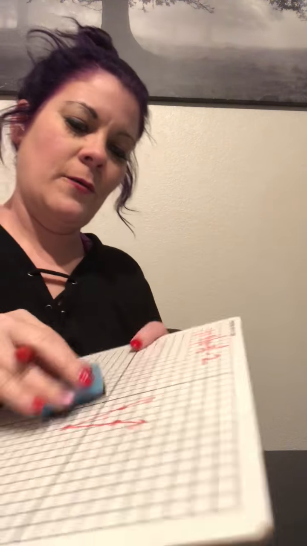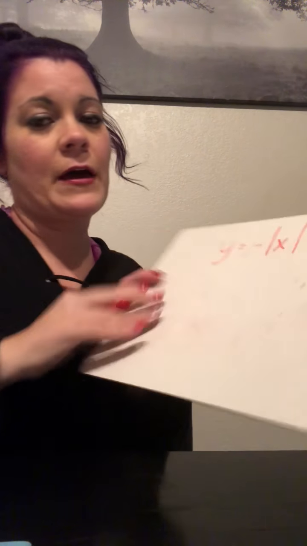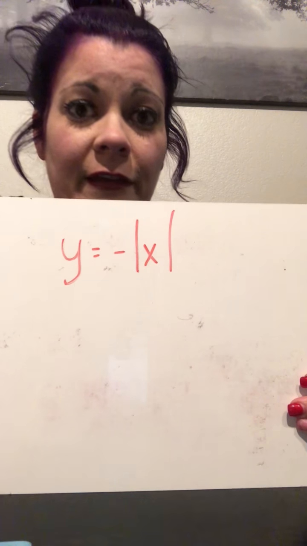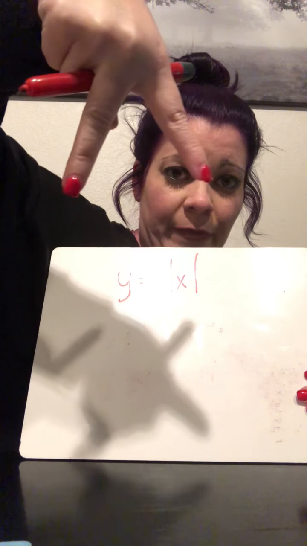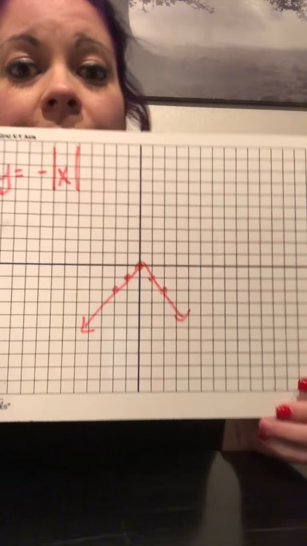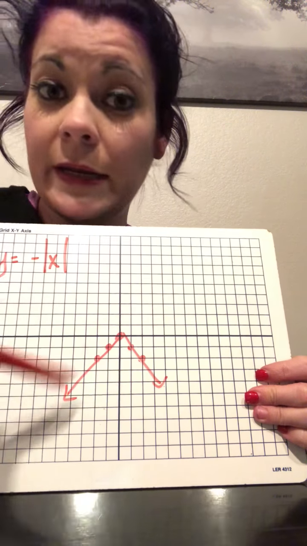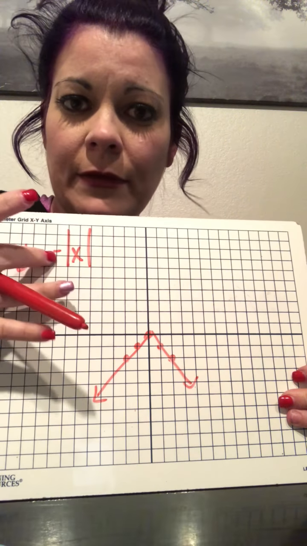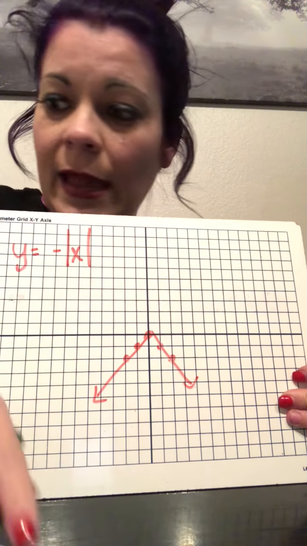Now, what if we have a negative on the outside? What if we have y equals negative absolute value of x? All this does is flip it, so instead of going up, it flips down. So this graph still goes through (0, 0), and then it's just going to flip down from the parent graph. It still has a slope of 1 and negative 1 because there's nothing outside of that. The negative just means that it flips down.